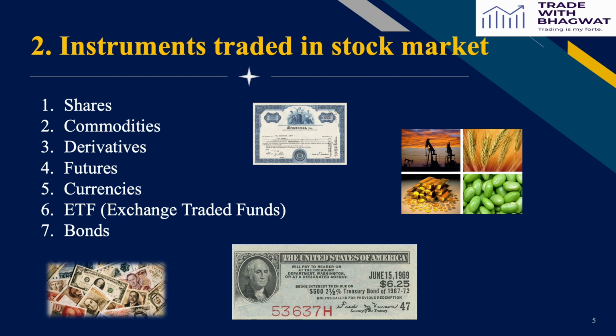The first is shares, then commodities, derivatives and futures, then currencies, ETF, which means exchange traded fund, and the bonds. I'm planning to make separate videos on the exchange traded in the stock market and the differences between the different instruments and how they work. But let me tell you in a small way.